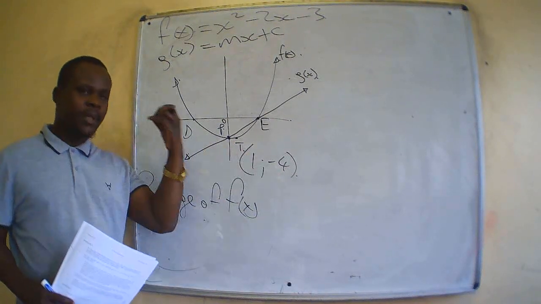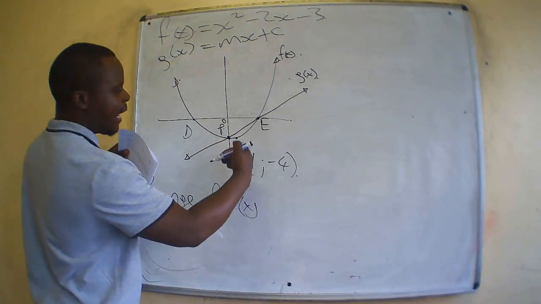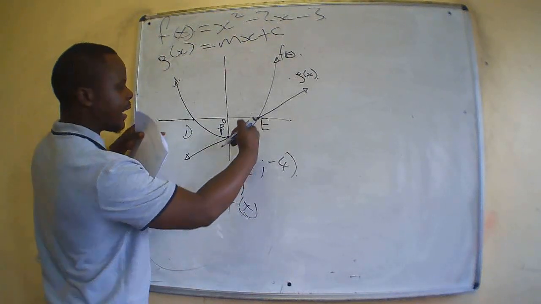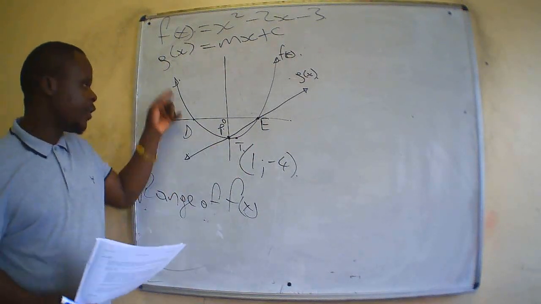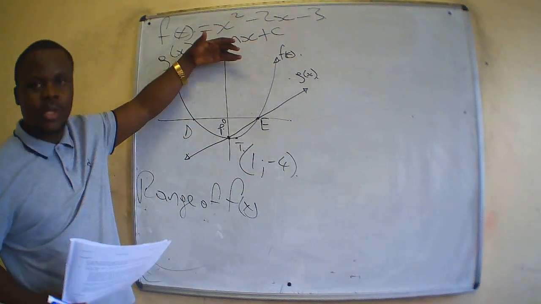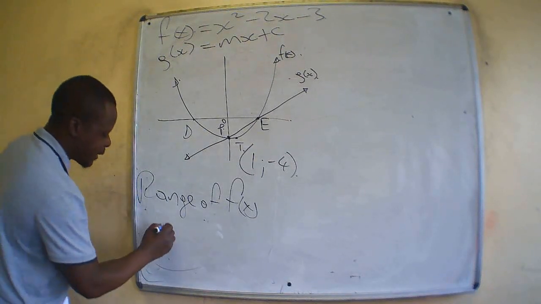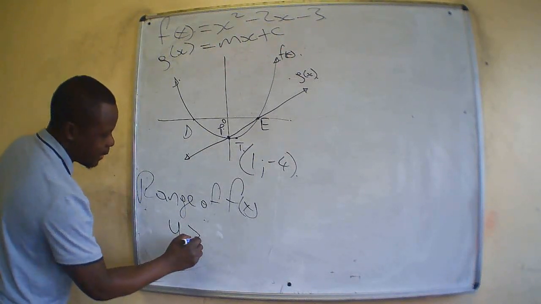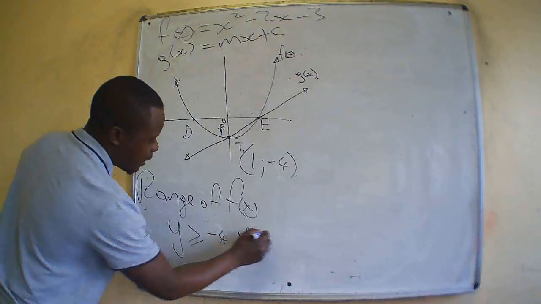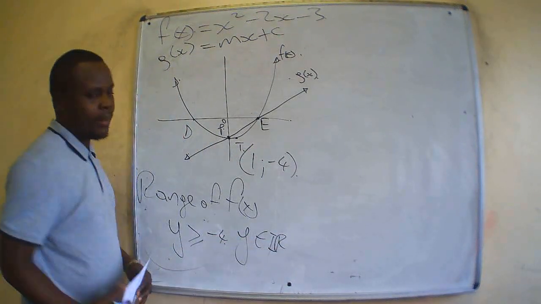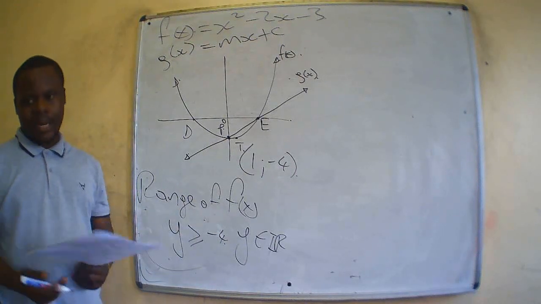In order to determine the range, we should understand that if the graph is a smile, it means the graph is found above the turning point. So what do we do in this case? If it is found above the turning point, the range is simply y is bigger than or equal to -4, and y is a member of the real numbers, just for one mark. You determine the range, and that's it, you're done.